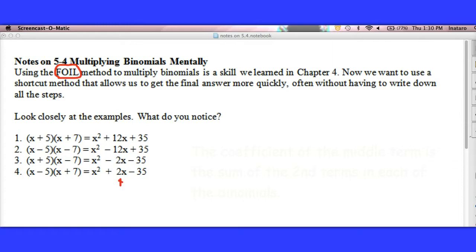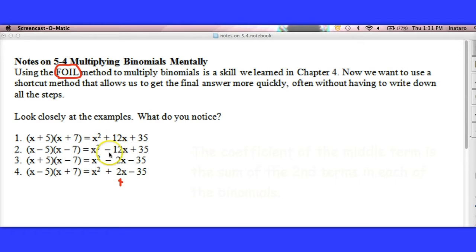For this lesson, we're going to talk about how to multiply binomials mentally, and this is going to lead us up to more work with factoring later on in this chapter. I know a lot of you are good at multiplying these, doing FOIL in your head, and it's very easy to see that x times x is x squared and the 5 times 7 is the 35.